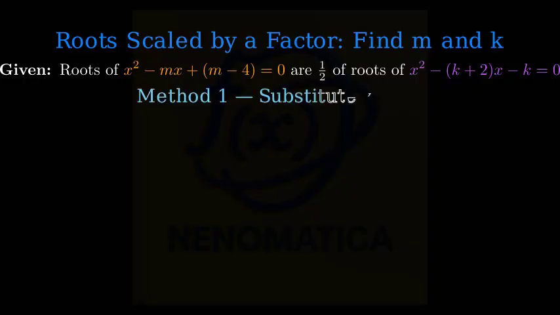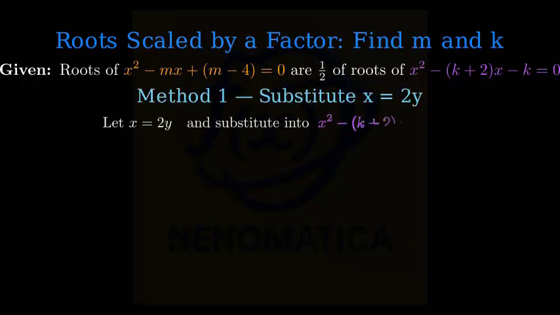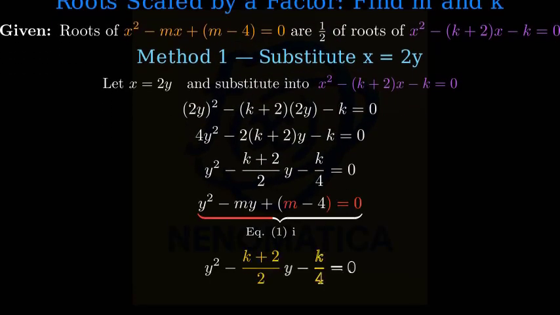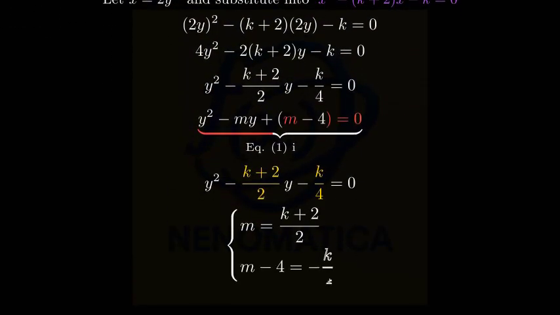Method 1. Because every root of the first equation is half of a root of the second equation, let y denote a root of equation 1, and set x equal to 2y to land on a root of equation 2. We substitute x equals 2y into equation 2 and simplify. Now compare this new y equation with equation 1, y squared minus m y plus m minus 4 equals 0. Matching the coefficients gives two simple equations that determine m and k.